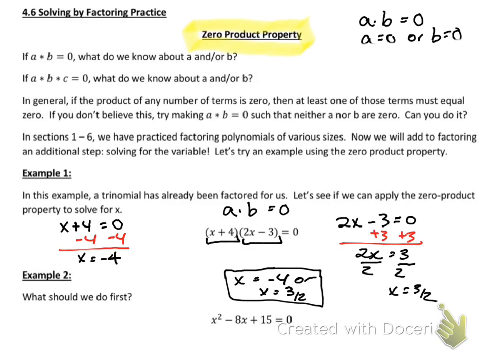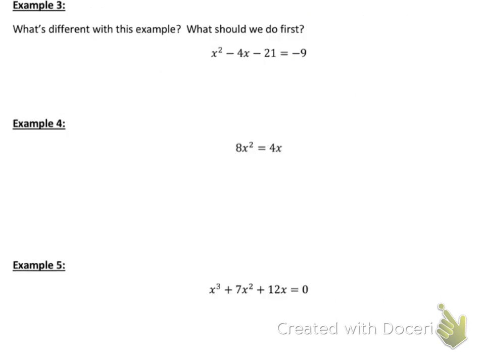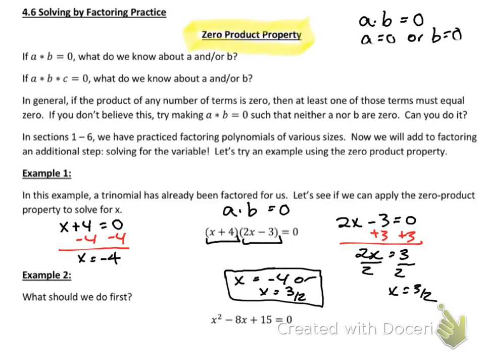So let's keep going and do another example. Let's go ahead and look at example 2. We have x squared minus 8x plus 15 equals 0. Now you notice here, what hasn't been done for us? Well, the AC method, the factoring, has not been done for us yet. So what we have to do is first factor the trinomial on the left-hand side before we proceed.